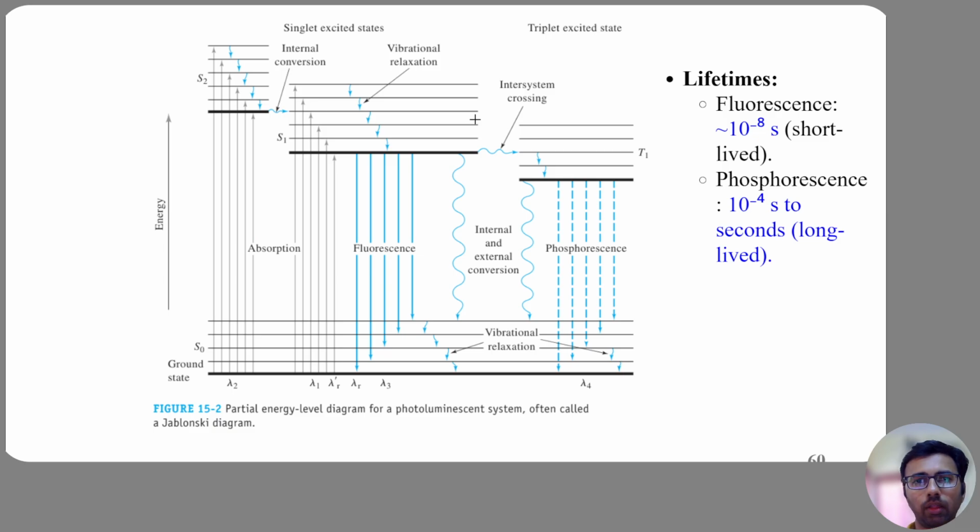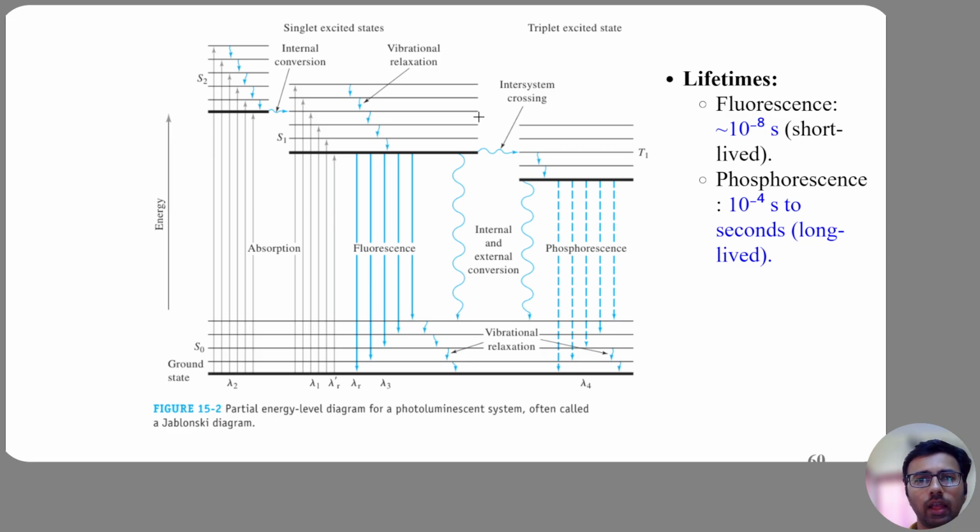To master luminescence, you must remember the characteristic time scales. Photon absorption is nearly instantaneous, occurring within 10^-14 to 10^-15 seconds. Fluorescence emission occurs later, typically between 10^-10 and 10^-5 seconds. Whereas phosphorescence is dramatically slower, its emission ranges from 10^-4 seconds up to 10 seconds or more.